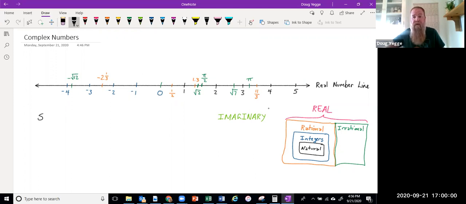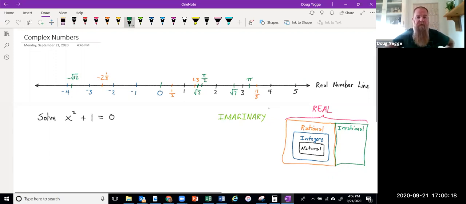They weren't important for quite a while, and a lot of times people just disregarded them and said there was no solution. But let's say we wanted to solve this equation, x squared plus 1 equals 0. And we'd like to find all the values of x that make that equation true.